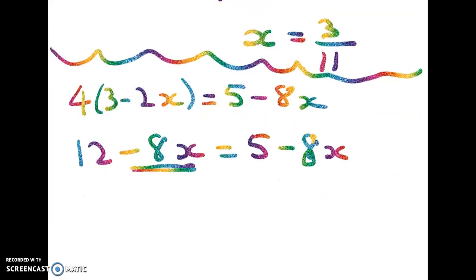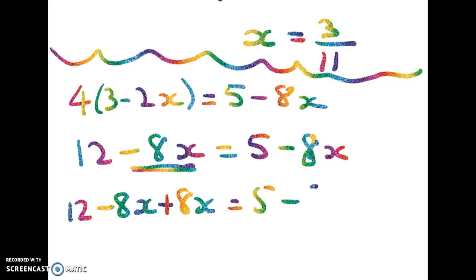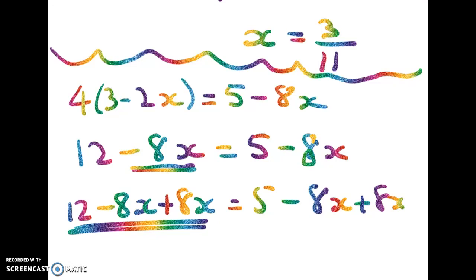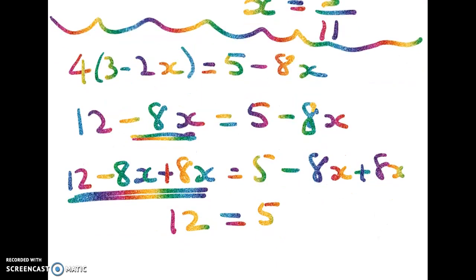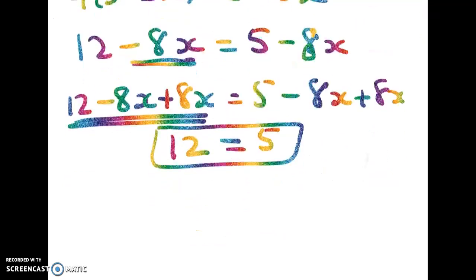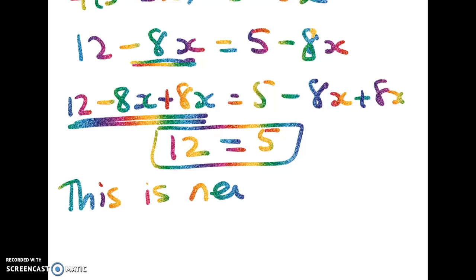And I'm going to add 8x to both sides. So I get 12 take away 8x plus 8x is equal to 5 take away 8x plus 8x. Then that tells me that over on this side I've got 12 and on this side I've got 5. So that's quite odd. Is there any value of x that will make this a true statement? No. So this is never true. Right, 12 and 5 are not the same thing.